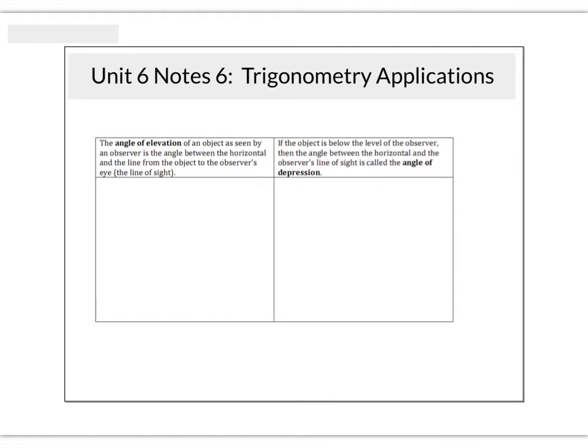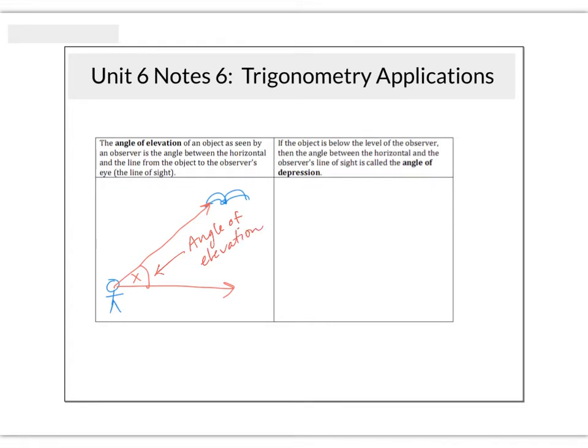So here's what I want you to picture. Draw a little person, maybe this is you, and maybe you see an eagle flying in the sky. Here's our beautiful eagle flying in the sky. The angle of elevation is from your horizontal line of sight up to the eagle. This angle right in here would be called the angle of elevation. Let's label that. This angle is angle of elevation.